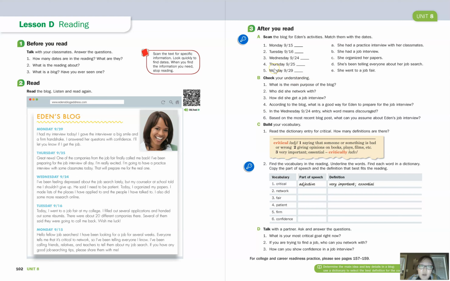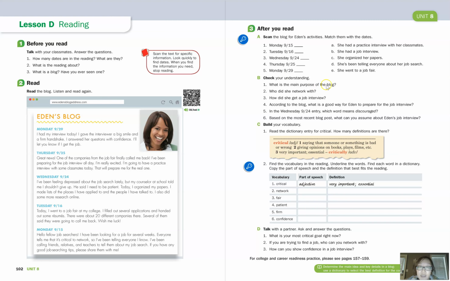And then number 4, what did she do on Thursday, September 25th? Okay, the answer is letter A, she had a practice interview with her classmates on September 25th. Okay, and number 5, what did she do on Monday, September 29th? The answer is letter B, she had a job interview on September 29th. Okay, so let's take a look at exercise B.